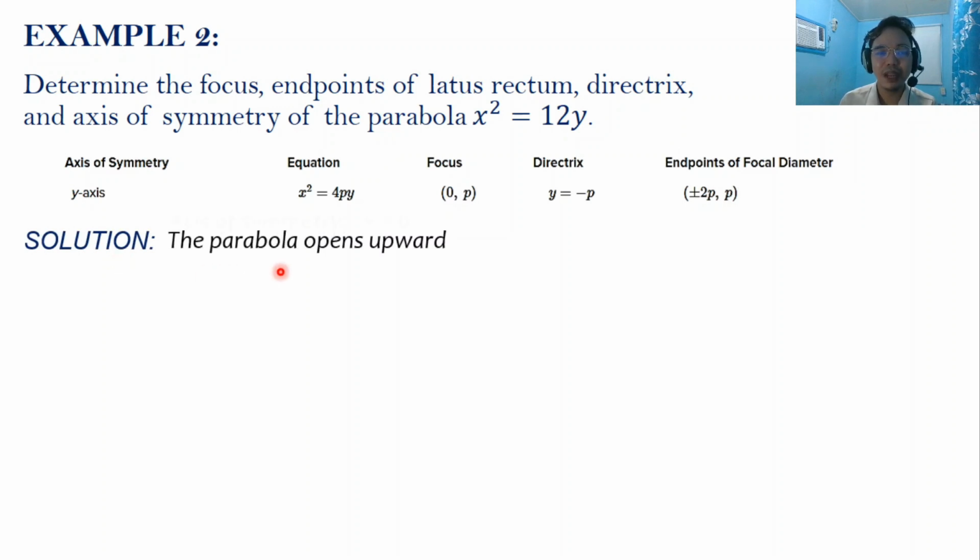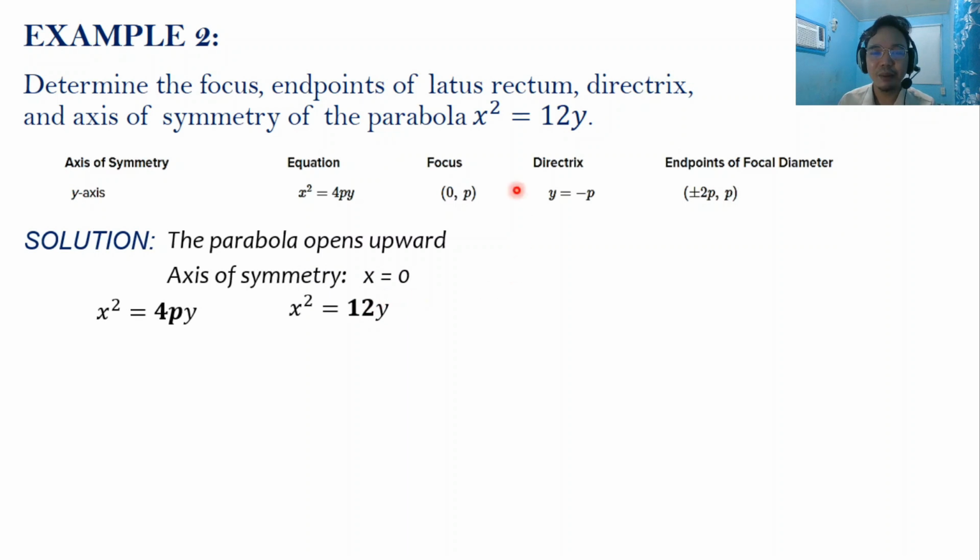The parabola opens upward. The axis of symmetry has an equation x equals 0. So ito yung gagamitin natin na standard equation, that is x squared equals 4py. So from the given, paano ba natin malalaman yung p kahit wala pa yung figure natin? Hindi kasi natin mabibilang dahil hindi natin nakikita ang graph.